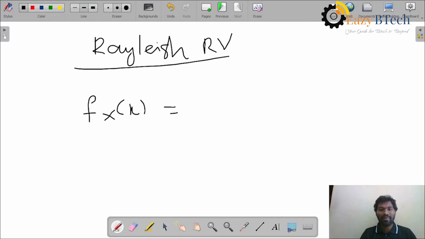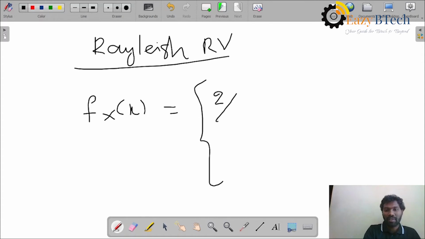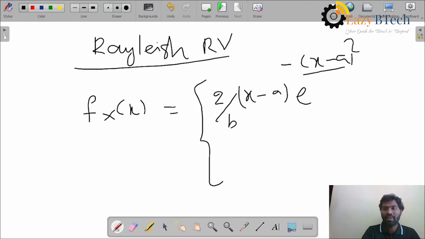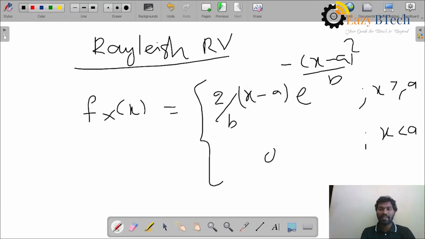So the density function of the Rayleigh random variable is given by 2 by b into x minus a, e power minus of x minus a whole square by b, for x greater than or equal to a, and 0 for x less than a. So this is the expression for the probability density function of the Rayleigh random variable.